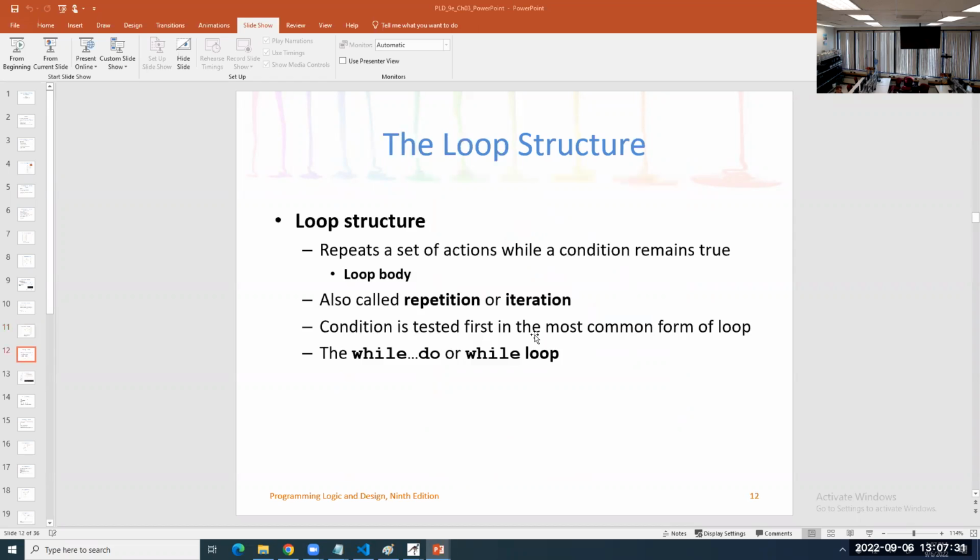Okay, now for the loop structure, again, in the loop structure, right, it repeats a set of action while a condition remains true. If true, keep doing it. Right? And also they call it the repetition or iteration here. The condition is tested first at the top of the loop, right? Or you can do the while do or the while loop here. So think about this one here.